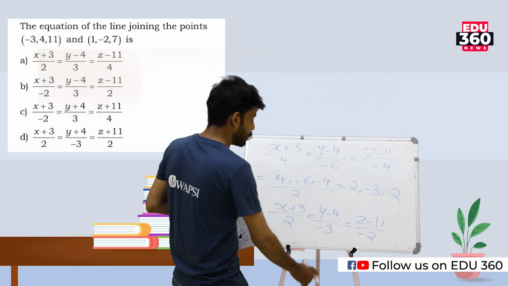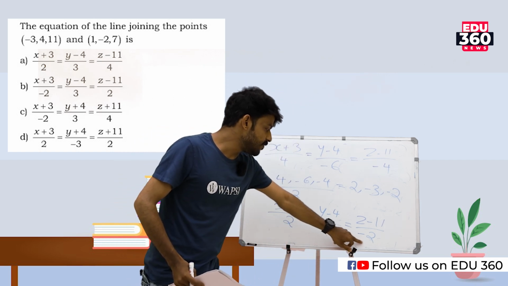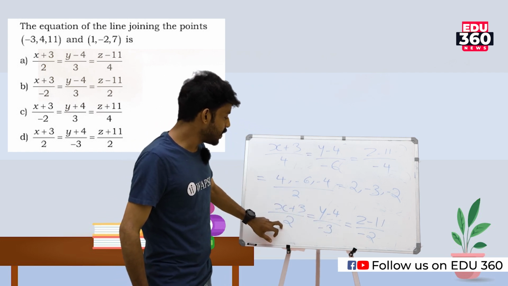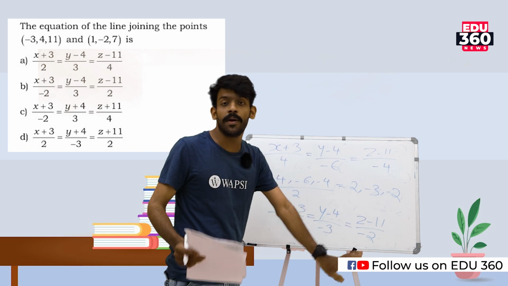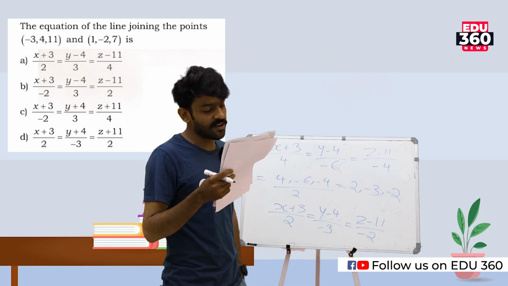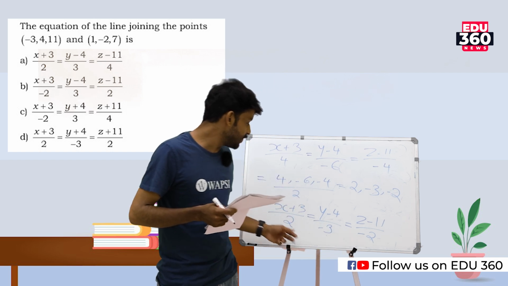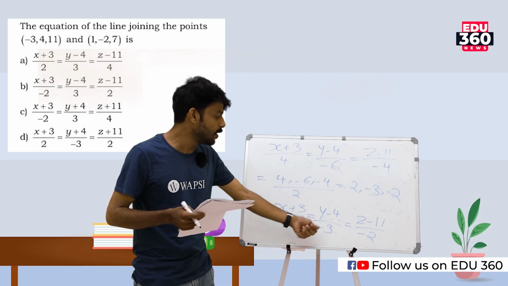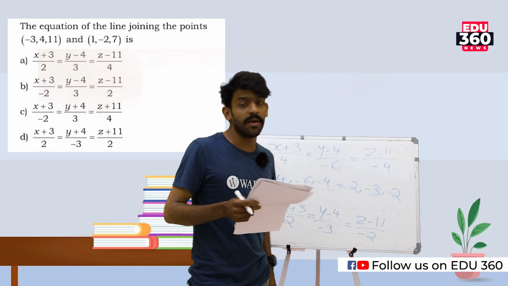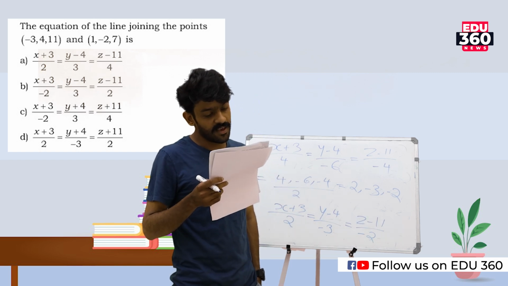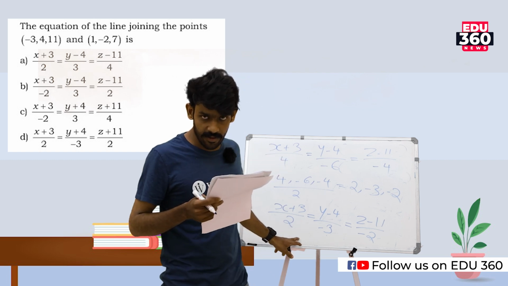Hereafter, once again, just look here. Now look at the options. Just check whether there is an option like this: (x plus 3) divided by 2 is equal to (y minus 4) divided by -3, equal to (z minus 11) by -2. Just look at the options. When we go through the options, we can see that there is no option like this.